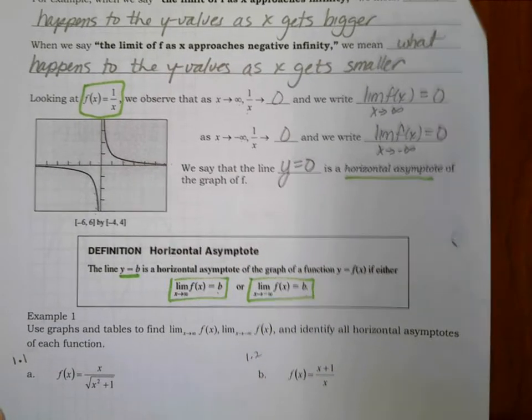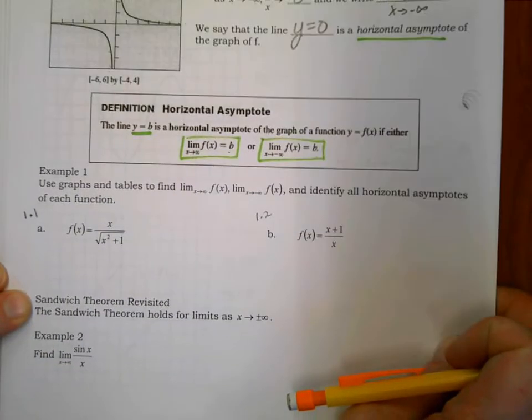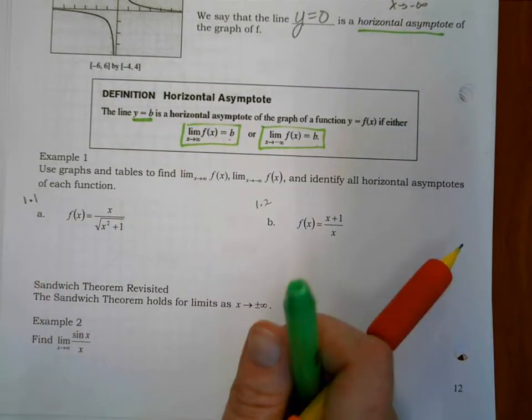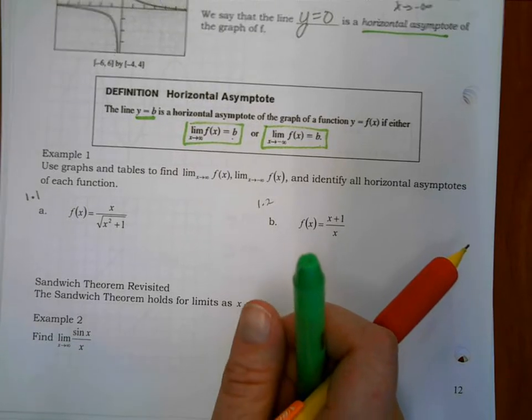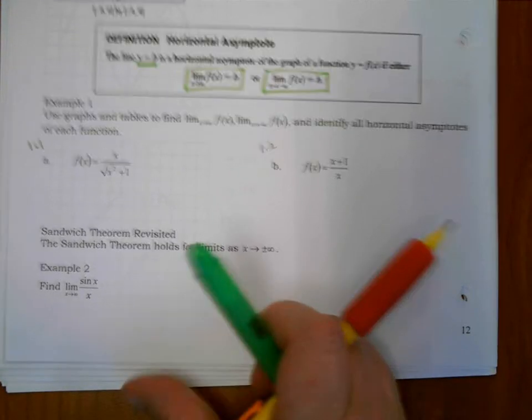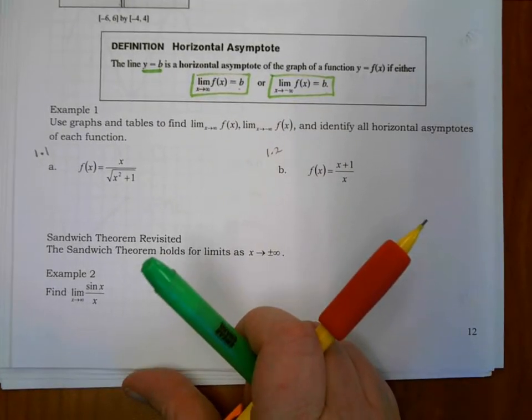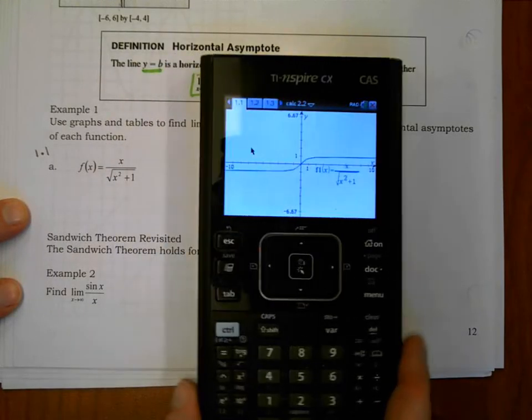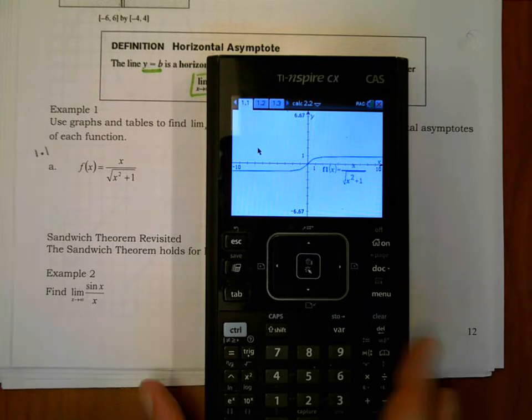So example 1 is asking you to use graphs and tables to find the limit of these functions. All of these functions are going to be ones where you feel like, oh, I've seen that before, I know what the parent function is. So that's where you're going to want to maybe use the graph or the table. I already have this graphed.